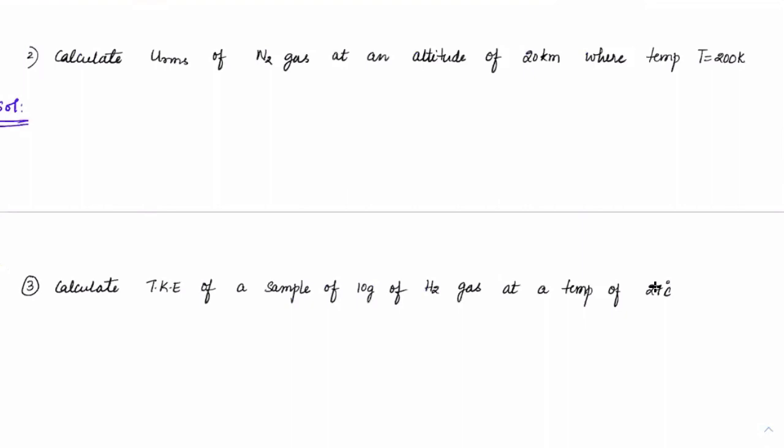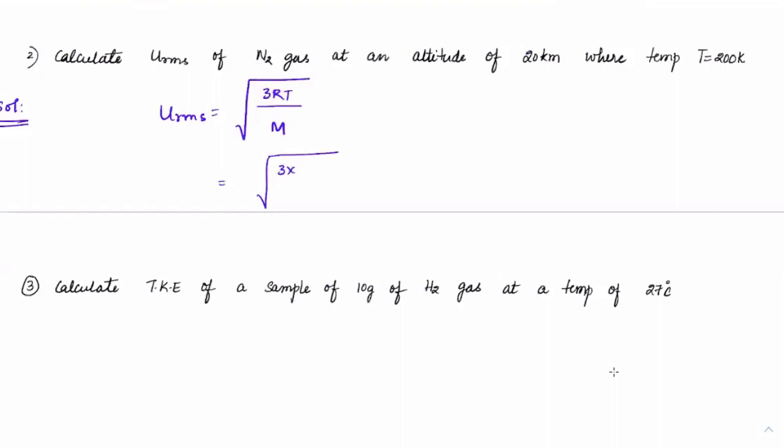First, I'm doing simple ones so that you can understand the units carefully, okay? Calculate the URMS of N2 gas at an altitude of 20 kilometers where the temperature is 200. Basically, here the importance is only about temperature, because you know that URMS is equal to under root of 3RT by M. Now while doing it, just check out the units carefully. Everything I have to put in the SI system.